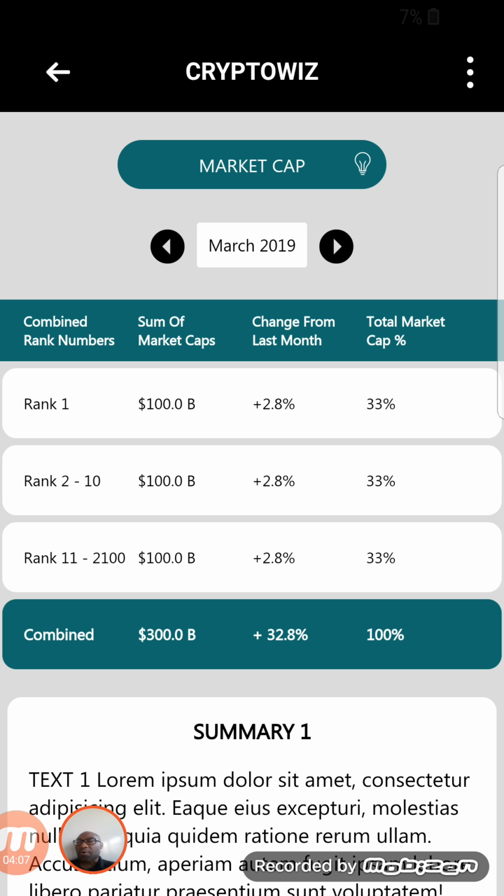Okay, so it could be 2.8%, 5%, 10%, minus 2%. So we look at the percentage change from the previous month. And in the final column, the 4th column, we tell you what percentage rank number 1, which is Bitcoin, has of the entire cryptocurrency market. In real life, I believe it's somewhere between 40 and 50%. In this table with dummy data, we have 33%.